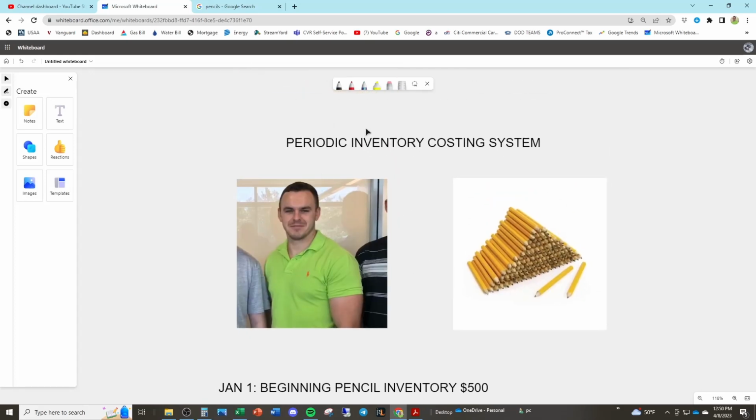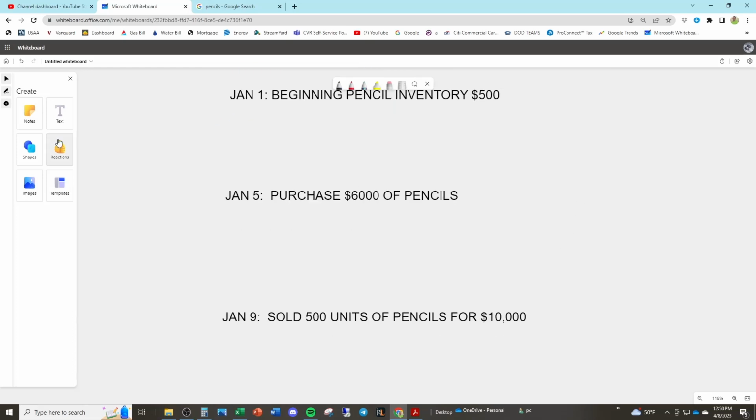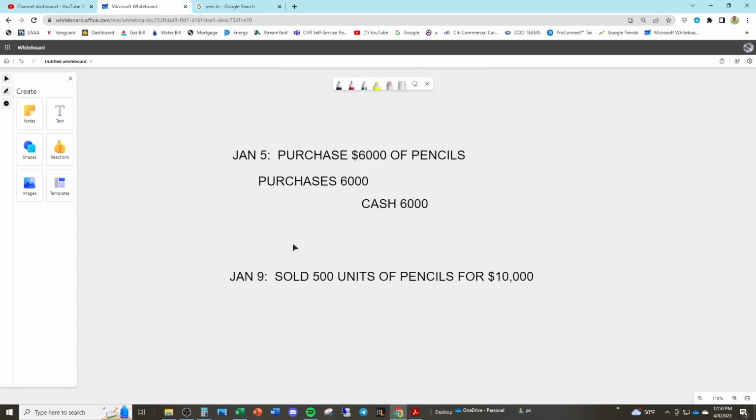So what is the journal entry? We're using the periodic system. So when we purchase it, we're not debiting inventory and crediting cash or accounts payable. No, we're debiting purchases for $6,000. And we're crediting, we'll just say cash just to keep it simple. We're crediting cash for $6,000. So we have this temporary account on our balance sheet called purchases that will be closed out at the end of the year or the end of the accounting period.